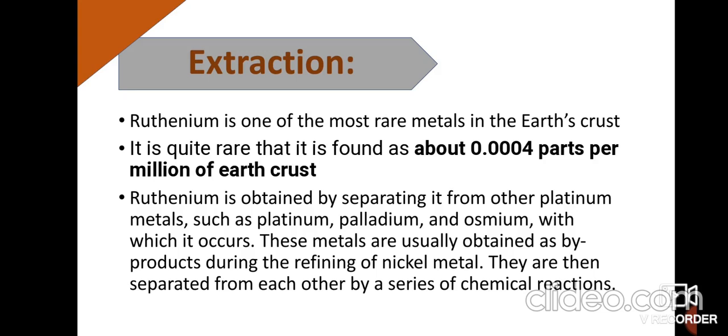Ruthenium is obtained by separating it from other platinum metals such as platinum, palladium, and osmium with which it occurs. As we know that it belongs to the platinum group of the periodic table and it is related to platinum. These metals are usually obtained as byproducts during the refining of nickel metal. They are then separated from each other by a series of chemical reactions.